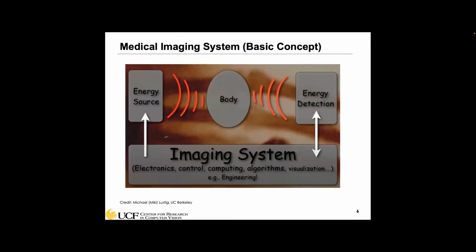The basic concept for a medical imaging system is that it emits some radiation, an energy source. This energy may be absorbed by the body, or the body may also emit some energy that is detected by the detector of the imaging system. These detectors then use algorithms to reconstruct the image. That's the very basic concept of how an imaging system works.